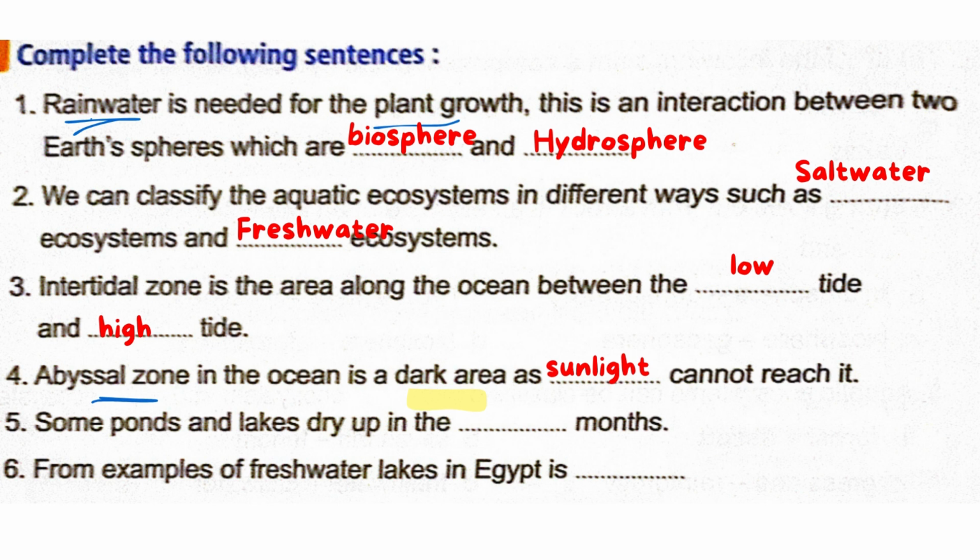Here we have another question. Some ponds and lakes dry up in the month. So they dry up in the summer month. Yes. For an example of freshwater lakes in Egypt, we want here the freshwater lakes. Yes, it's Lake Nasser. As we have examples for the saltwater lakes, such as Bardawil, yes, in Egypt, and Assal in Djibouti. Okay, so don't mix them.